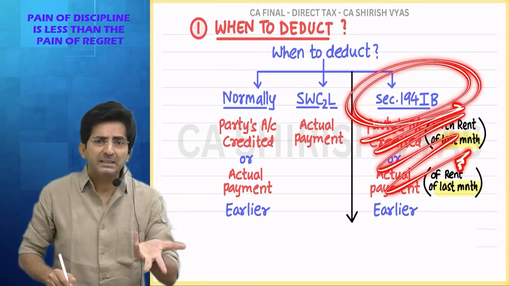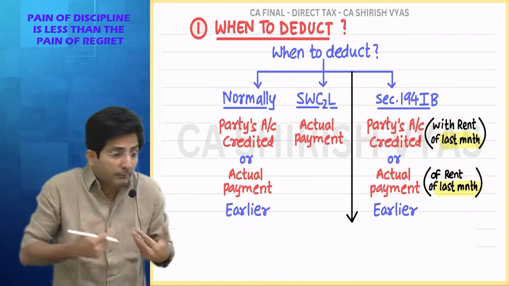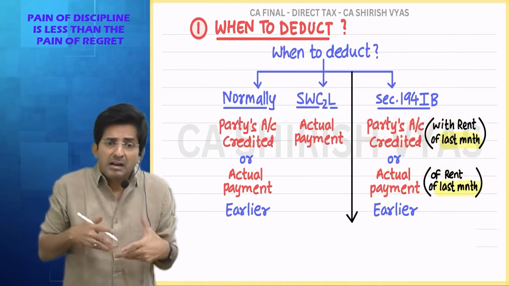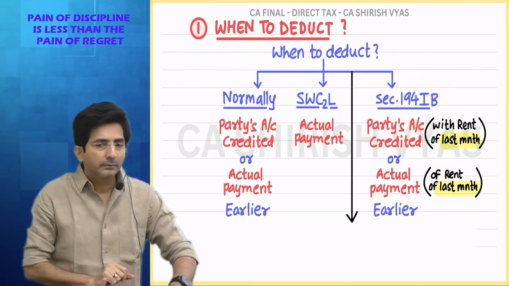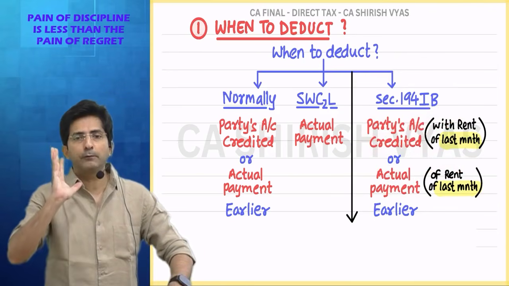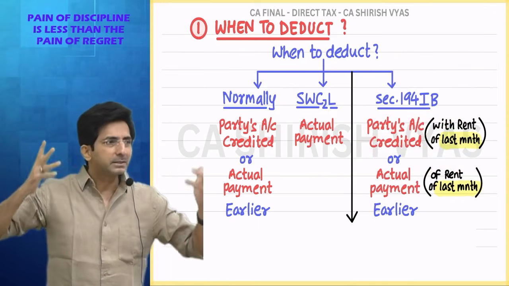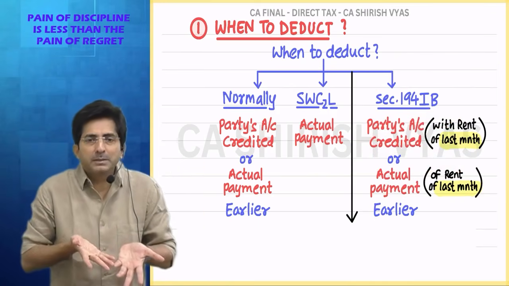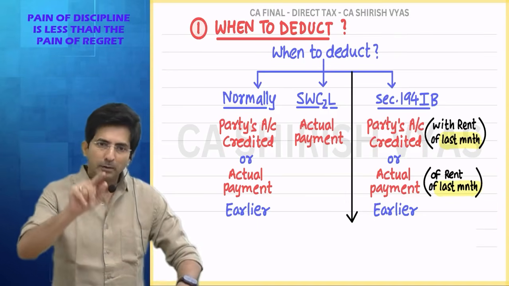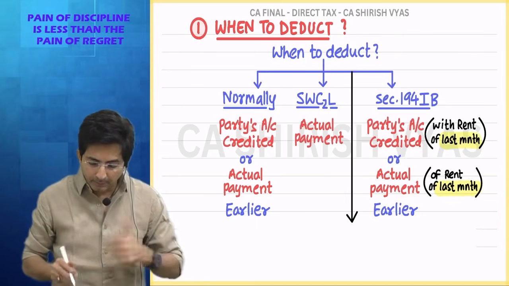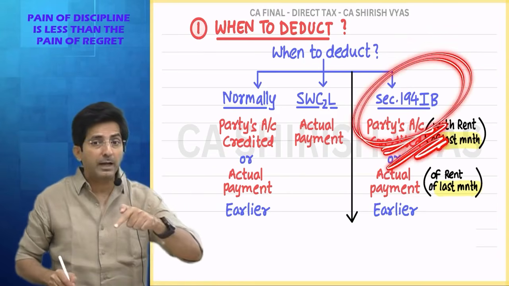In 194 IB, who pays the rent? A small individual or HUF. Means even if I am small, I am required to deduct TDS, which is kind of unfair, or not? Why unfair? Because TDS is meant for big businessmen. But for a small businessman, a small individual or HUF, giving them TDS compliance is not good. But still the government has given the compliance burden under 194 IB.